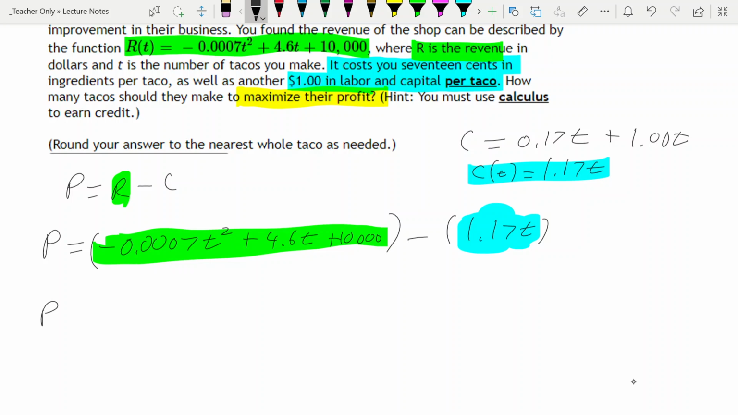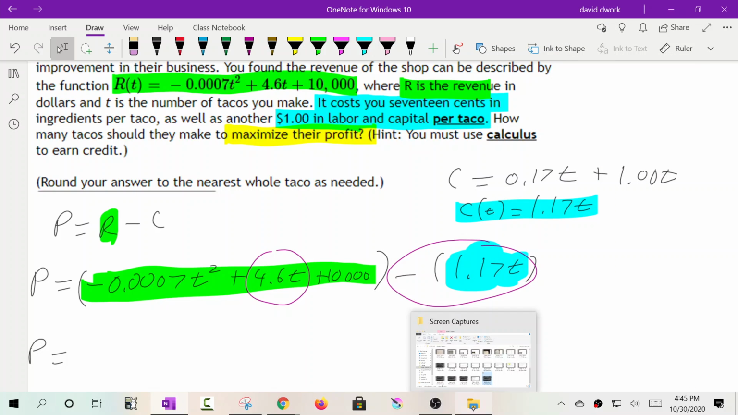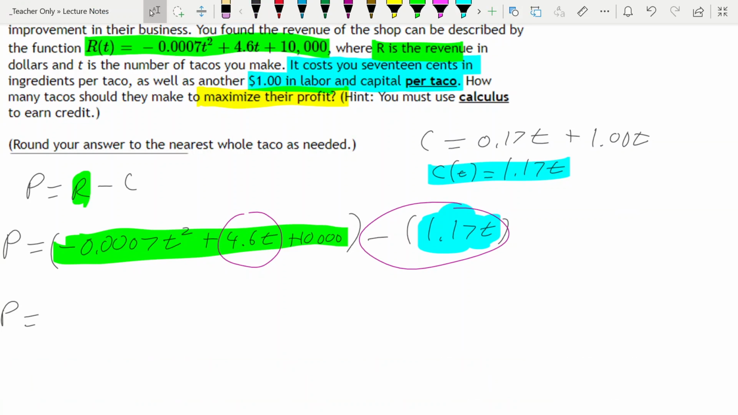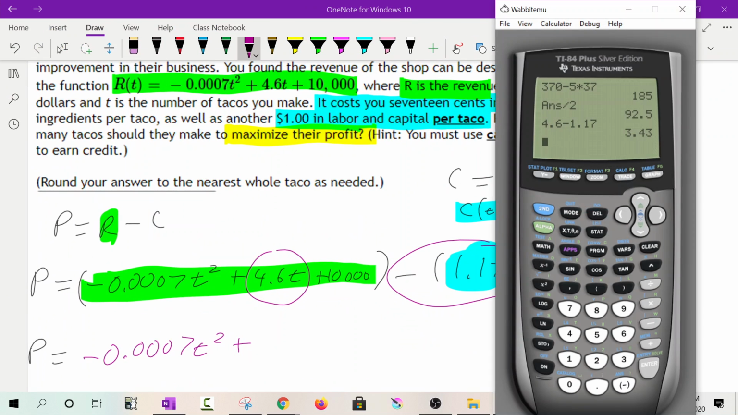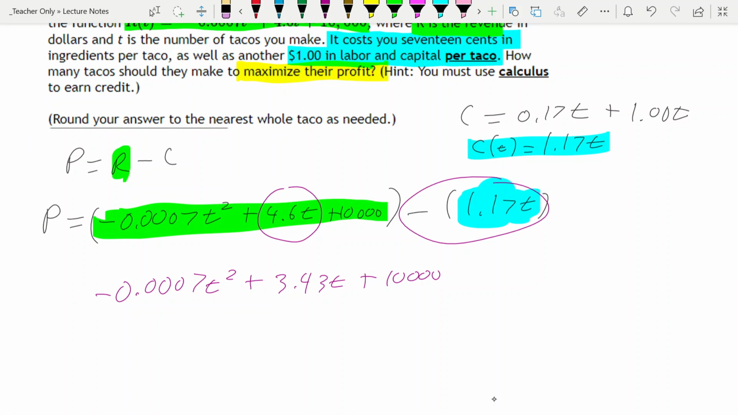Now, before I get started, I would like to combine some like terms. I notice I have 4.6t and I could subtract 1.17 from that. I'm going to cheat just to make sure I don't mess this up on the video. I'm going to go to my calculator. So 4.6 minus 1.17 gives us 3.43. Okay. So that's going to give us negative 0.0007t squared plus, and I already forgot what my number was, 3.43t. Let me get rid of that little stray. 3.43t plus 10,000. And now we have a profit equation that we can work with.